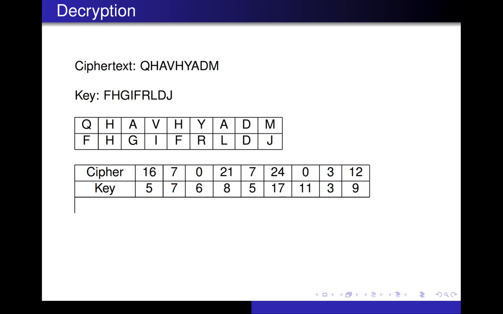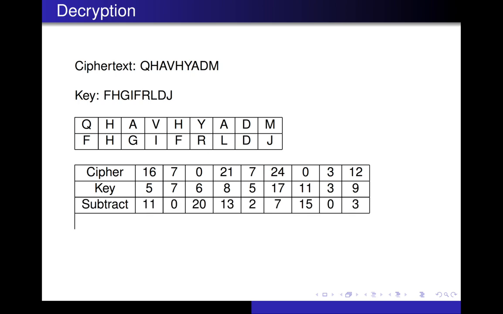Since the way we got the ciphertext was we took the plain text and added the key to it, in order to reverse that process, we're going to have to subtract the key from the ciphertext to get the plain text, and then mod out by 26. So I did both of the processes at the same time.